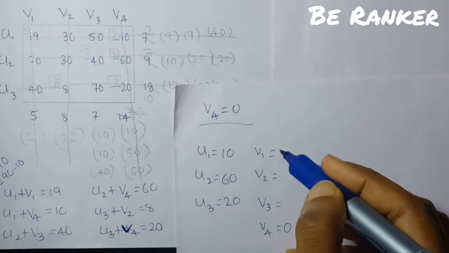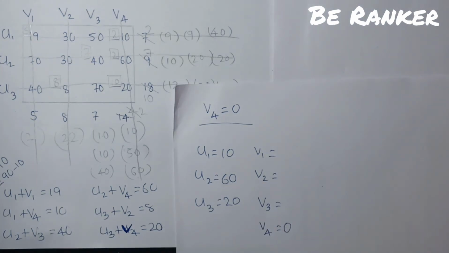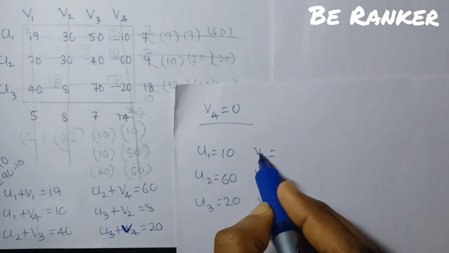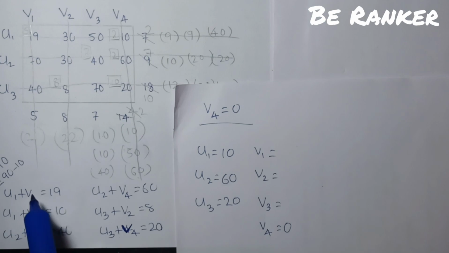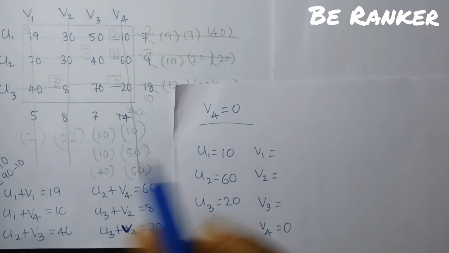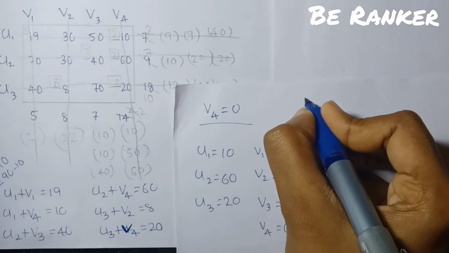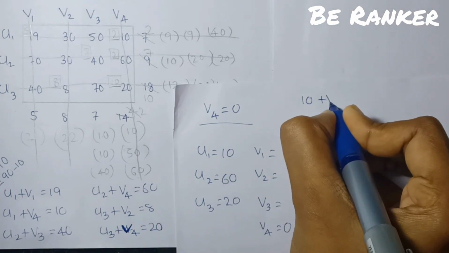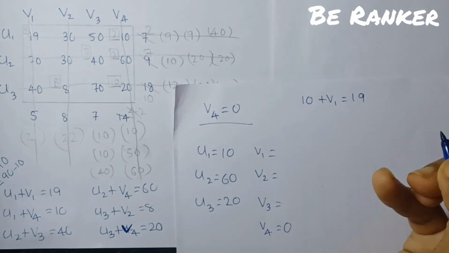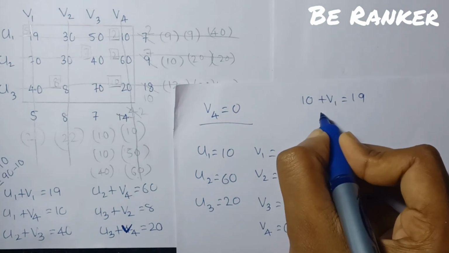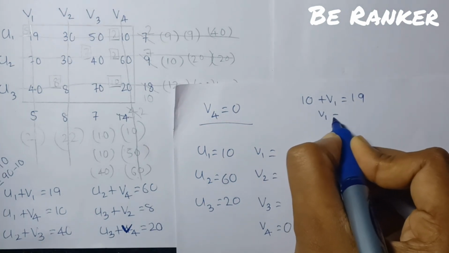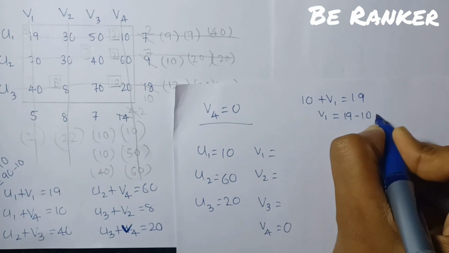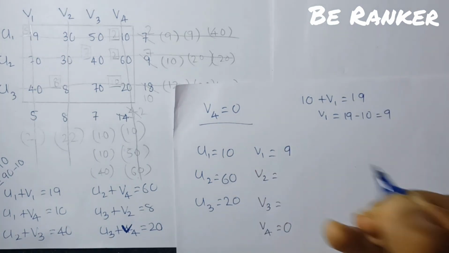From these values, I want to find the three V values. For that, I select an equation containing V1, that means the first equation: U1 plus V1 is equal to 19. U1, we know, is 10. That means 10 plus V1 is equal to 19. From this, V1 is equal to 19 minus 10, which is 9. So V1 is equal to 9.